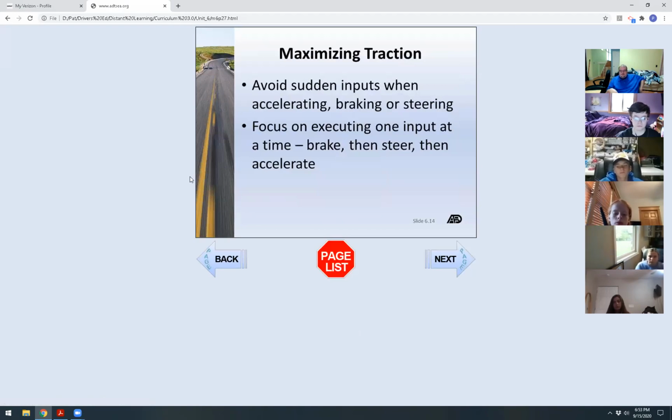It says maximizing traction. Avoid sudden inputs when accelerating, braking, or steering. So like I said, anytime you have a rapid change in speed, you're going to have those inertial forces at their max. You really should never be flooring it. You should never be braking hard, and you should never be jerking the wheel, okay? If you're flooring it, it's because you made a mistake prior to that, okay?